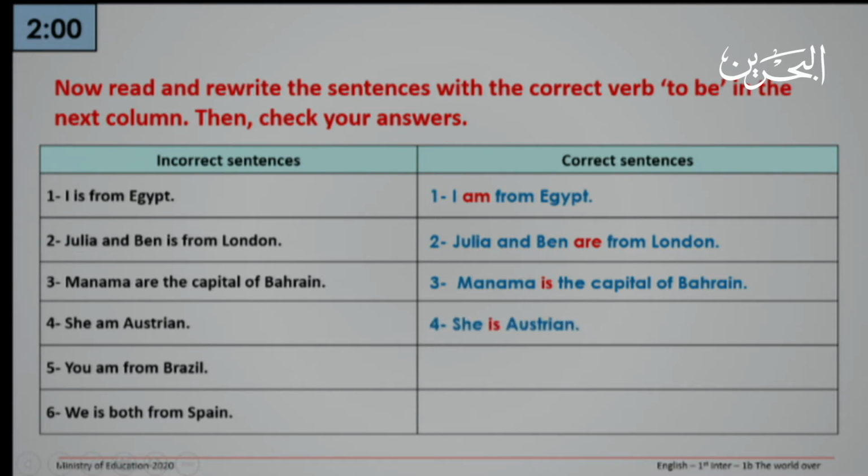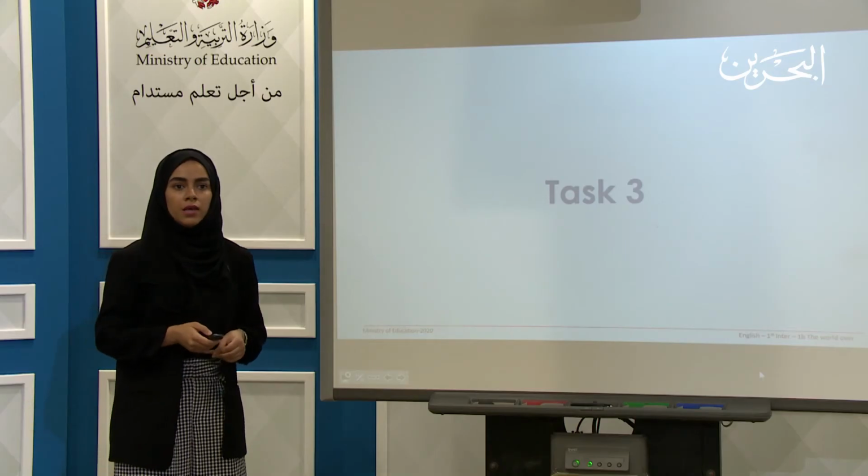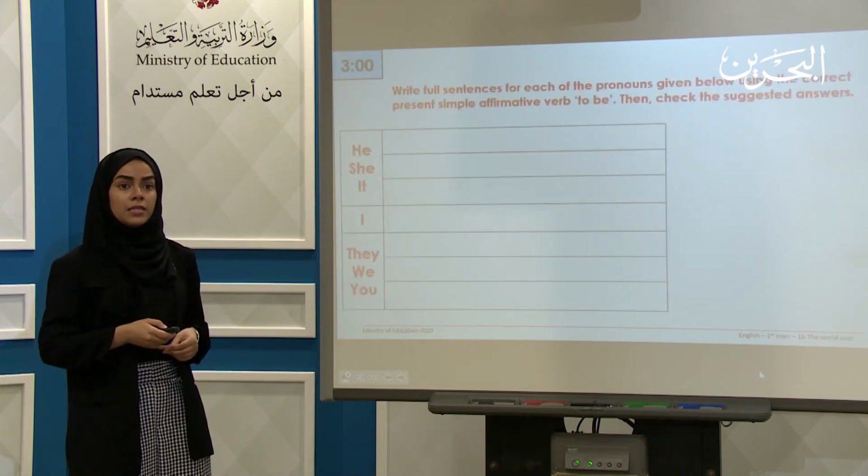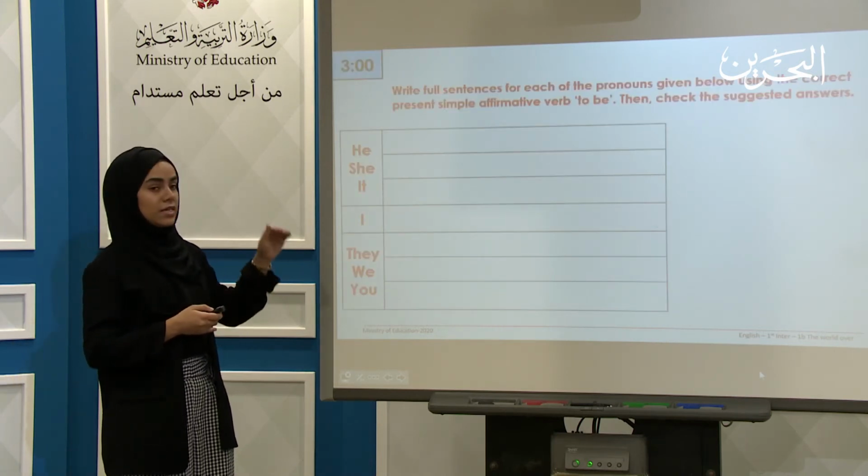Number 4, she is Austrian. Again, you have one person. Number 5, you are from Brazil. And the last one, we are both from Spain, which is for more than one person. Now let's move on to task number 3 and see if you can write sentences.